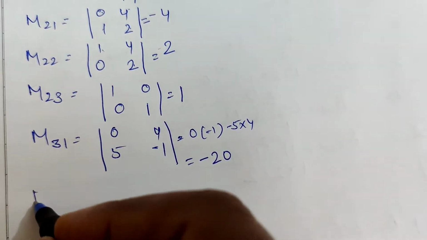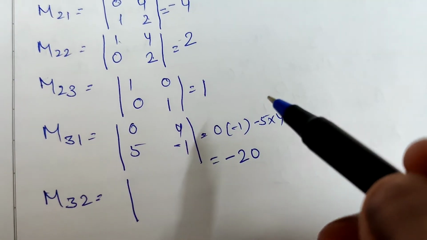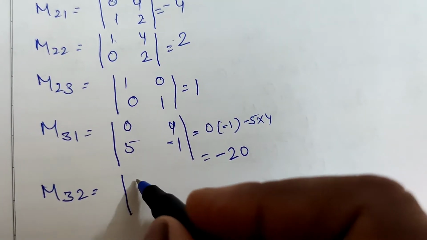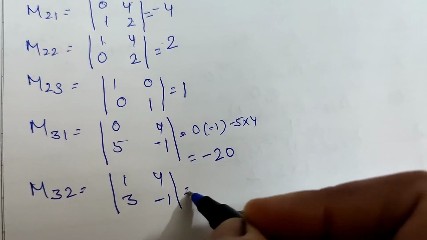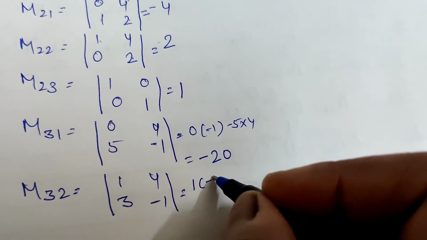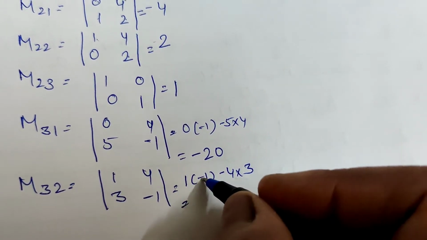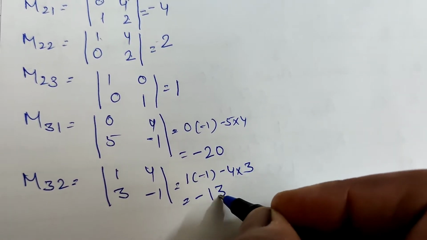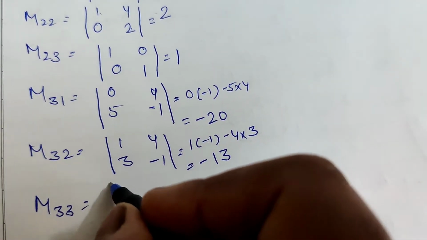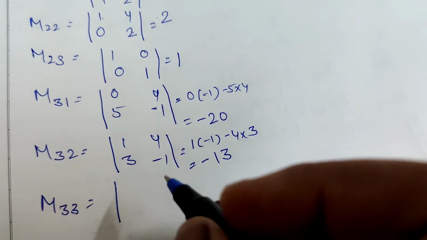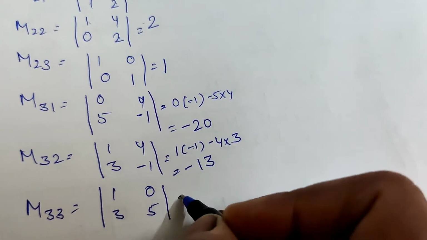M32. Third row, second column, 1 0, 0 1. It means 1 into 1 minus 0 into 0, which is 1. And last, M33. Third row, third column, 1 3, 0 5. It is 5.